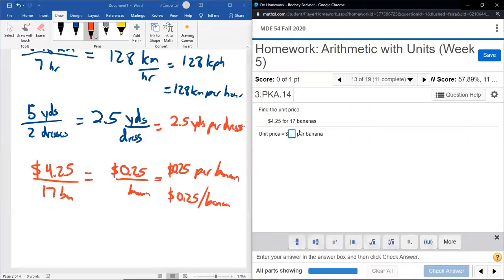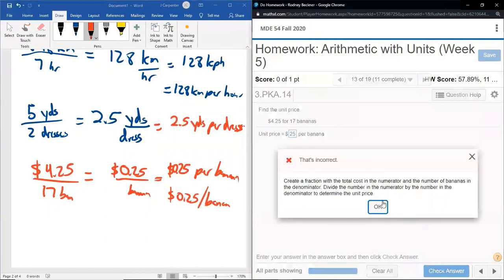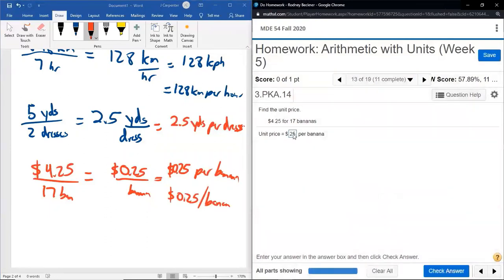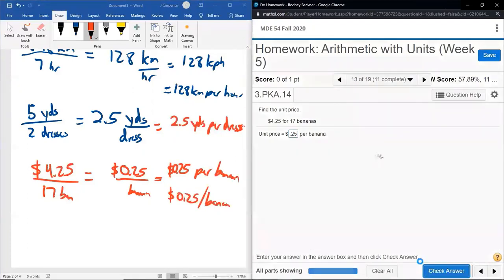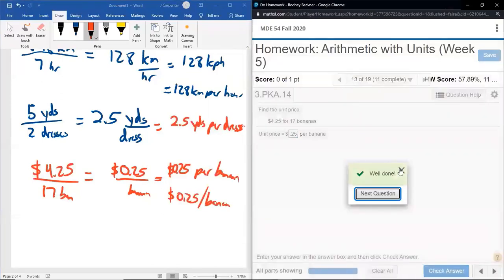So let's see, 0.25. So I'll write 25. 25, right? Nope. What happened? I see a 25 on the screen. Mr. Beckner, you lied to me. Ah, forgot the decimal, didn't he? That clever, mean teacher. 0.25. You don't even have to write the 0 in front of it. And we got it right.